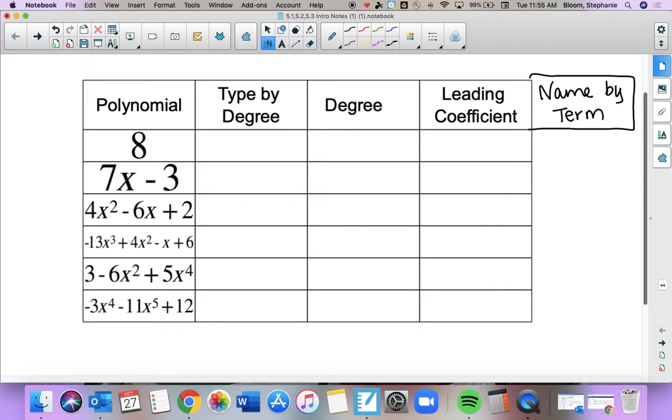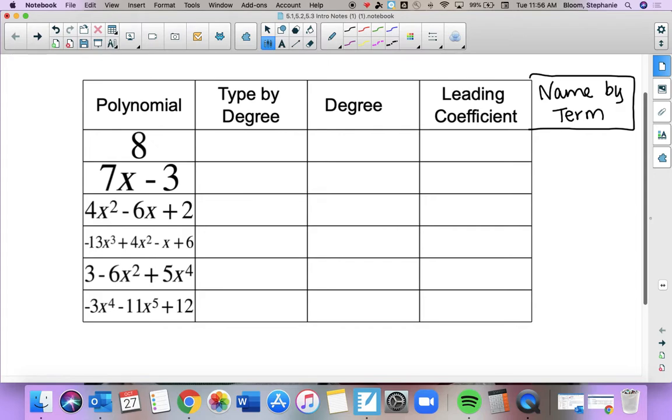But two things about polynomials. You need to be able to name it by terms, and I'm going to give you a hint on terms. When you name a polynomial by terms, the ending is always omial, okay? So omial, and then your prefix is going to depend on how many terms exist there. And then the other way we're going to name it is by degree, okay? And degree means sort of like what you see on a graph.